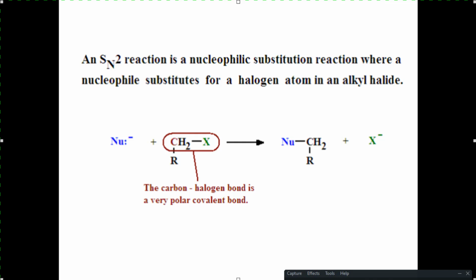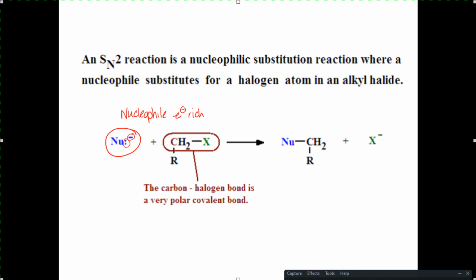So first of all, let's define some terms here. And the first term is, what is a nucleophile? So a nucleophile is an electron-rich species. And what I mean by that is that the nucleophile either has a negative charge or it has lone pairs. And remember, the negative charge comes from having lone pairs.